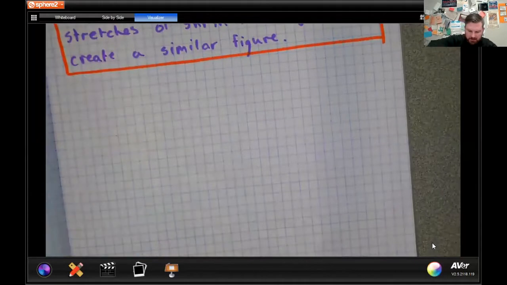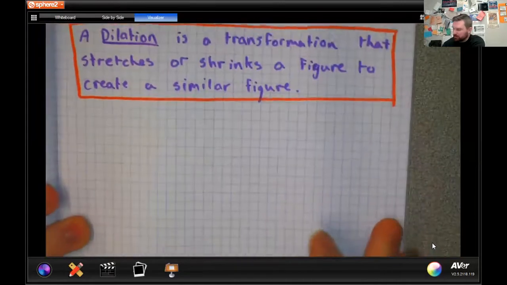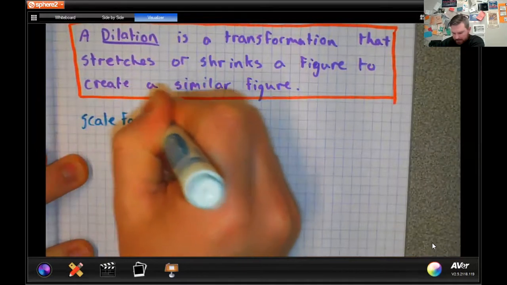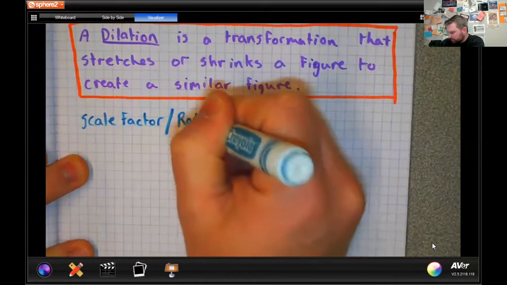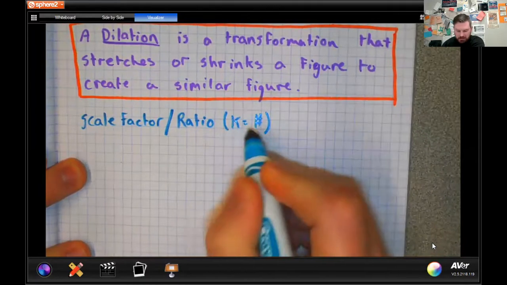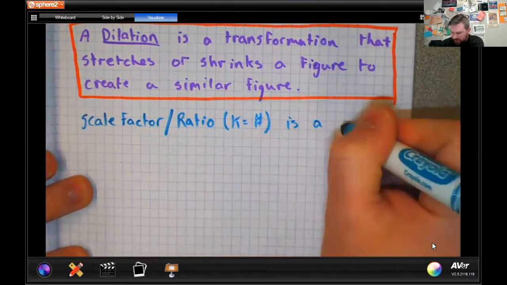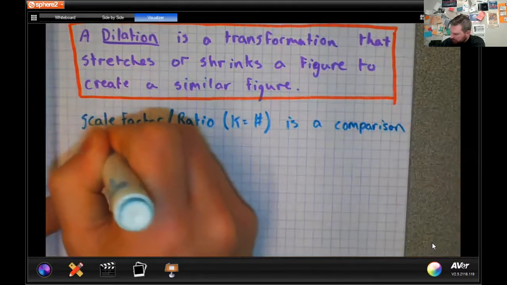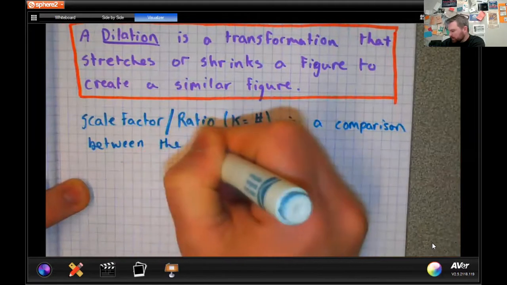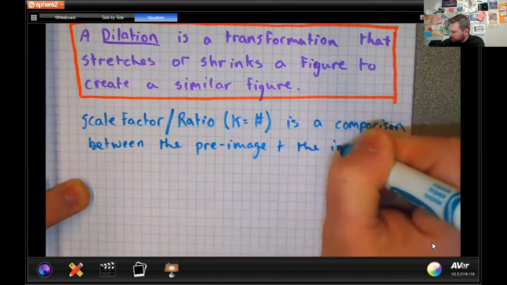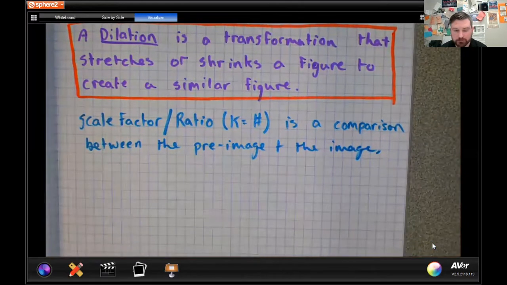And on these dilations, you have something called a scale factor, which you've talked about before in Algebra 1. So scale factor or ratio. This is our K equals some number. Okay, it'll be noted as K equals a number. So this is a comparison between the pre-image and the image. Okay, this is a number that tells you if it got larger or smaller.